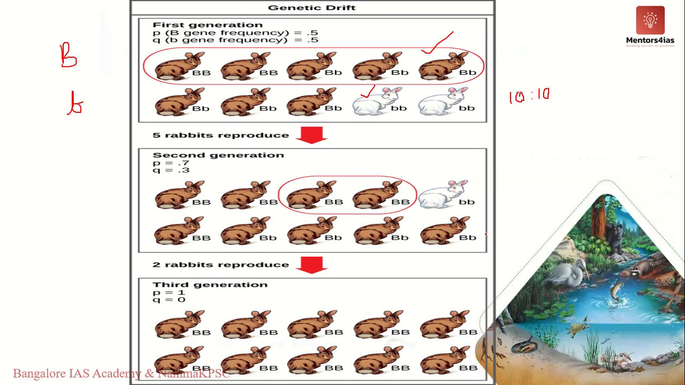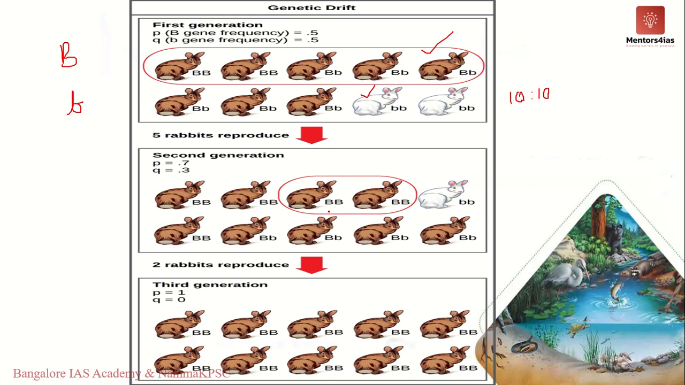So now, in the second image, that is in the second generation, you can count the number of capital B's and then you can count the number of small b's. Now the ratio of capital B's and small b's has actually changed, where there is a higher proportion of capital B and a lesser proportion of small b's. And this is nothing but due to chance, where the B allele is being completely lost from the population.